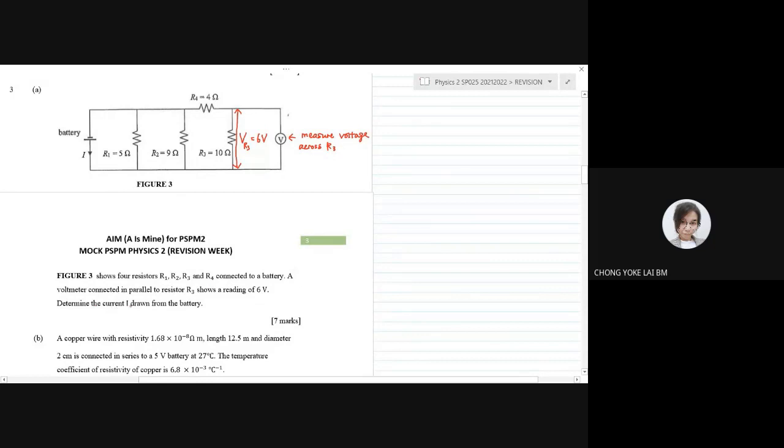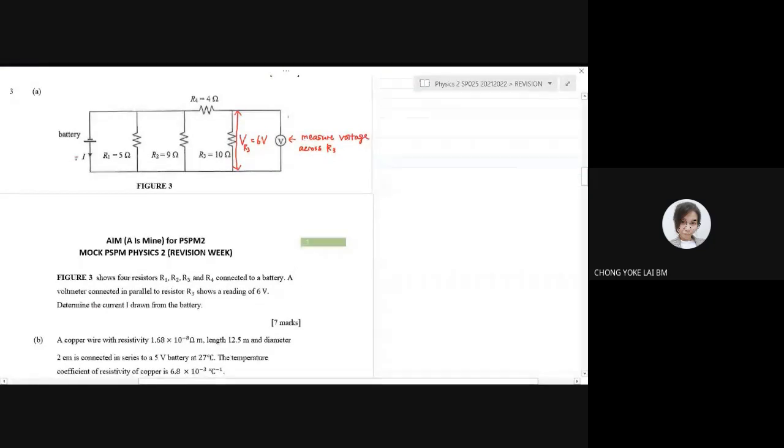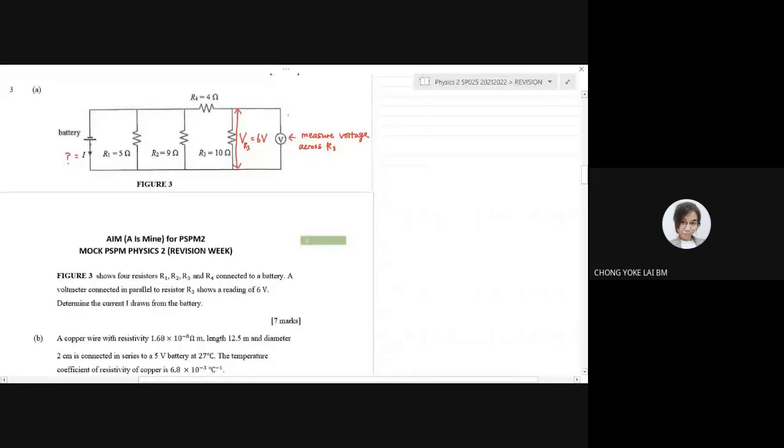Determine the current I draw from the battery. So we want to find the current I. So the current I is the current that flows out from the battery, whereby this current will be supplied to R1, R2 and R3. So it means that this current is referred to the total current in the circuit. Okay, so kita nak cari I.